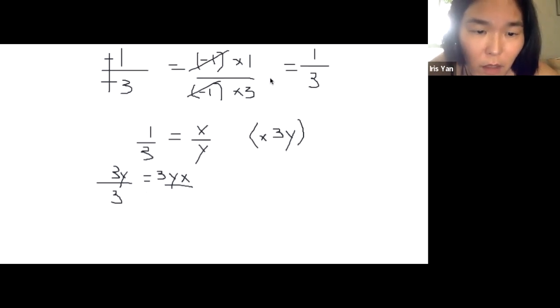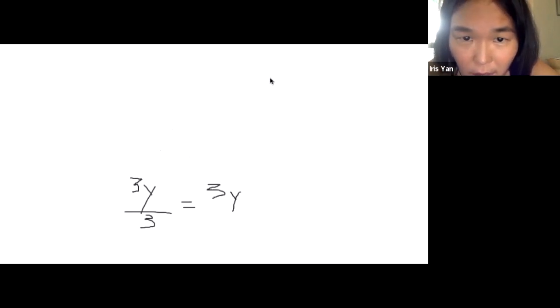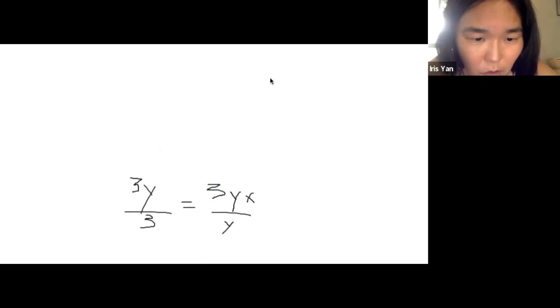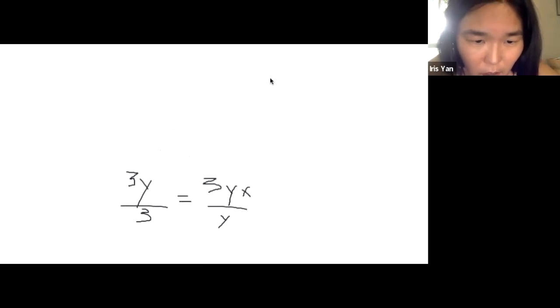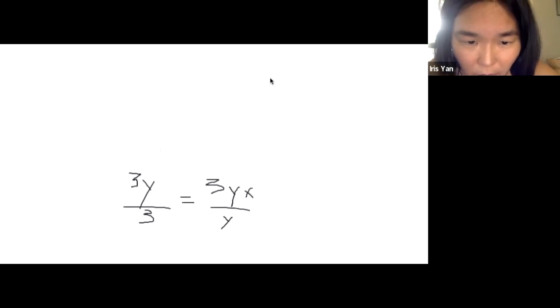Up here I have 3y divided by 3 equals 3yx divided by y. Is that okay? Did everybody follow? Are we still together? I multiplied this guy here on both sides by 3y.